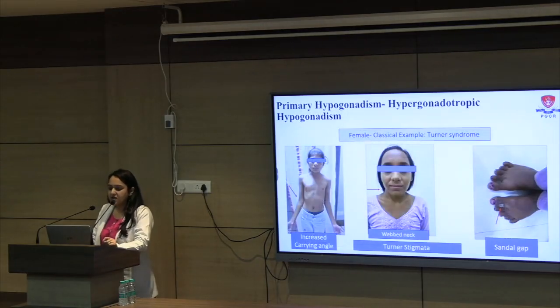Now this slide is about primary hypogonadism, which is hypergonadotropic hypogonadism. A classical example is Turner syndrome. In the left image you can see increased carrying angle, cubitus valgus, which is a typical skeletal feature of Turner's. In the center we can see webbed neck and sandal gap deformity, which is another physical marker.